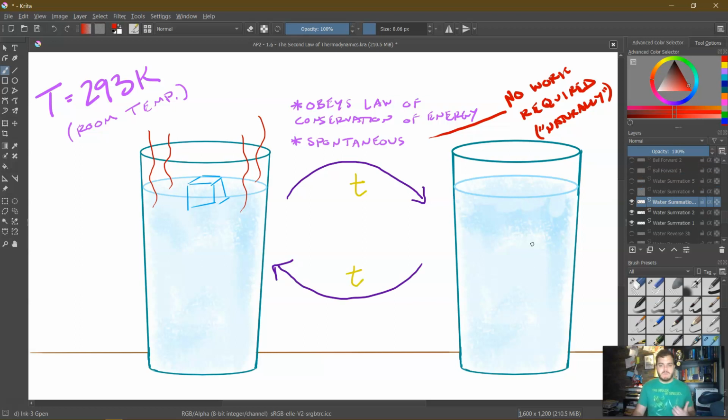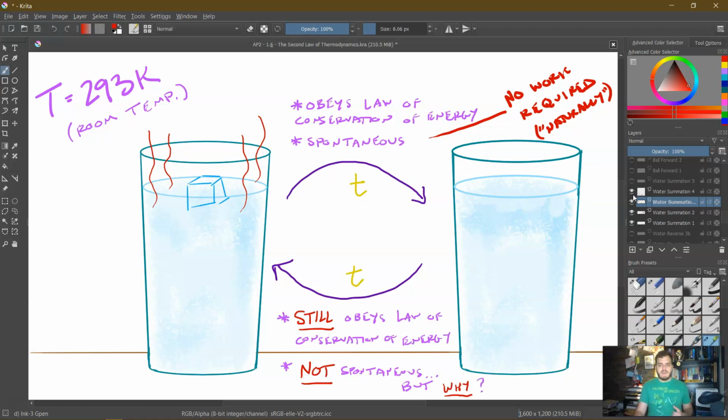What if I start with room temperature water and I form an ice cube and the water on the outside gets hot? Now, we have never seen this happen, but this still obeys the law of conservation of energy. It's just that now the energy of the particles in the middle has gone down and the energy of the particles on the outside has gone up, but the energy is still the same. But this is not spontaneous. We've never seen this happen. We've never seen this naturally occur. But why is it not spontaneous?